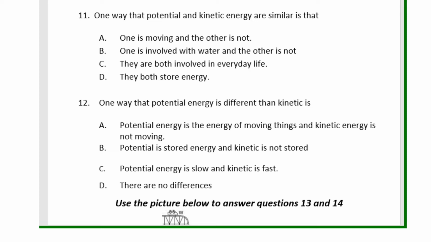Number 12, one way that potential energy is different than kinetic is A, potential energy is the energy of moving things and kinetic energy is not moving. B, potential energy is stored energy and kinetic is not stored. C, potential energy is slow and kinetic is fast. D, there are no differences.